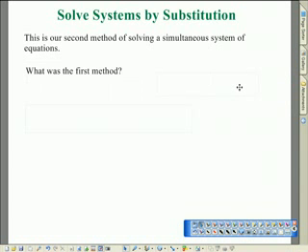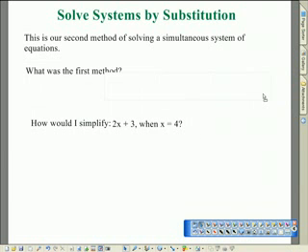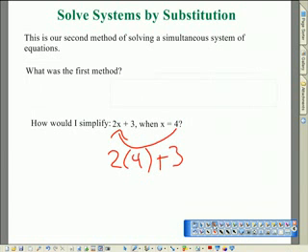What was our first method? We were graphing. And then I mentioned something like this. How would I simplify 2x plus 3 when x equals 4? I would substitute, right? I'd put in the 4 for x right there and get 2 times 4 plus 3. 8 plus 3 equals 11. So we can easily see that I can substitute a number in for a variable. Well, since we have two variables, if we could get rid of one of them, that would make our work much easier.